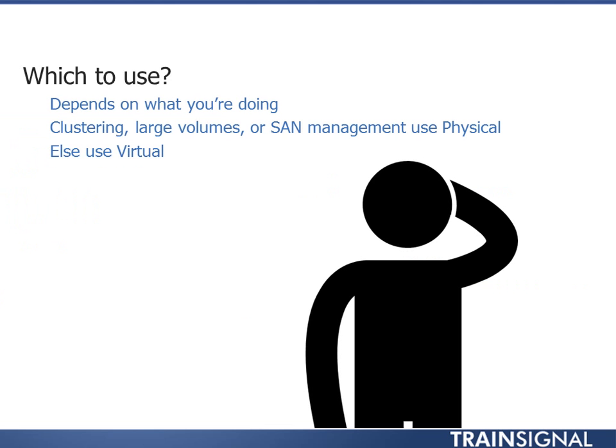So which do I use? Well, it depends on what you're doing. Clustering, large volumes, or SAN management, use physical. Else, use virtual. Why would I use virtual? I don't really have a great reason for that. There's not a lot of good reasons to use a virtual mode RDM. Usually, if you have the reason, use physical. If you don't need physical, you don't need virtual mode RDMs. But it is an option out there. Understand how they're both different. We'll show you in the lab how you create and configure these here in just a bit. But again, most of the time, if you need one, it's going to be physical.